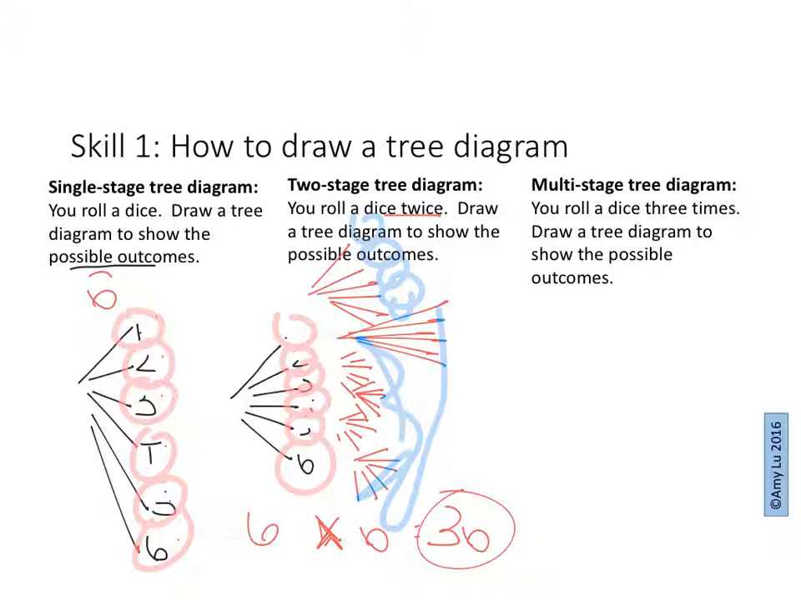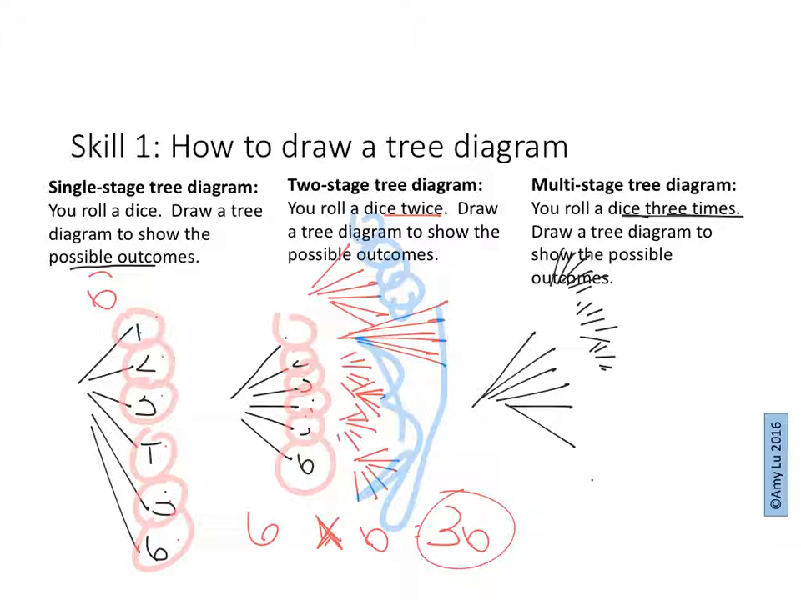Now, a multi-stage tree diagram is basically more branches. So if you roll the dice 3 times, then you're going to have your first set of outcomes, which is 6 outcomes: 1, 2, 3, 4, 5, 6. Your second set of outcomes is 1, 2, 3, 4, 5, 6, and so on, and it's going to continue that way.